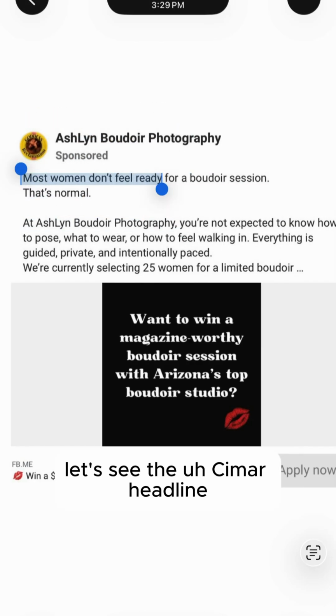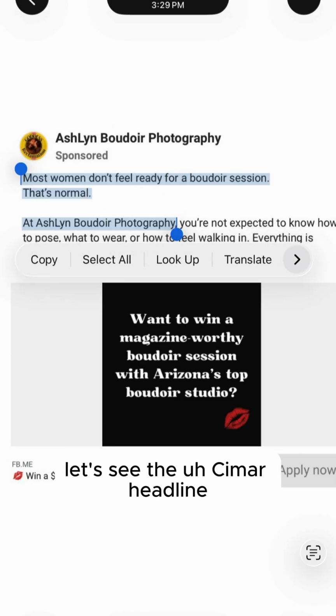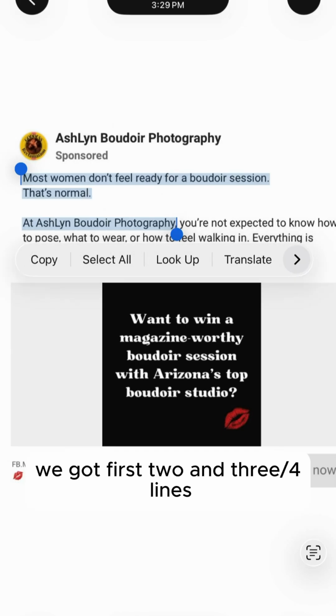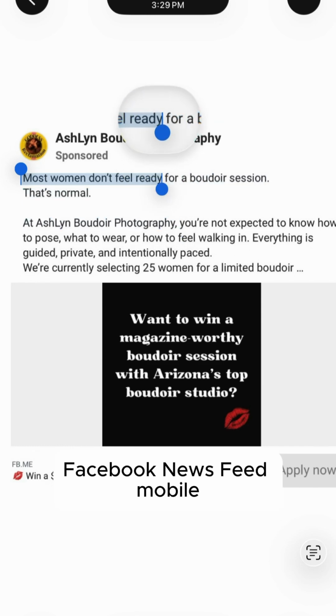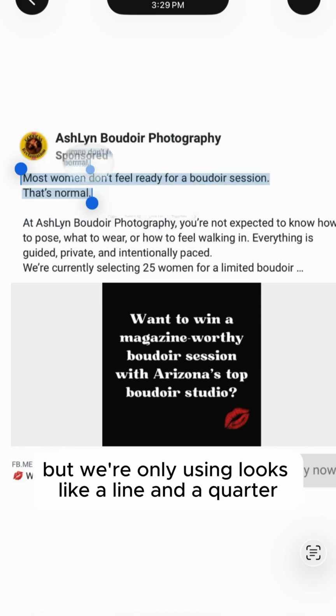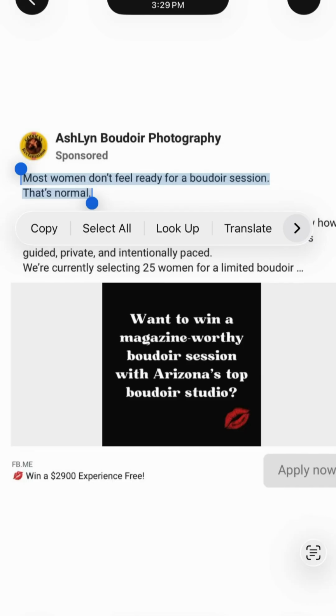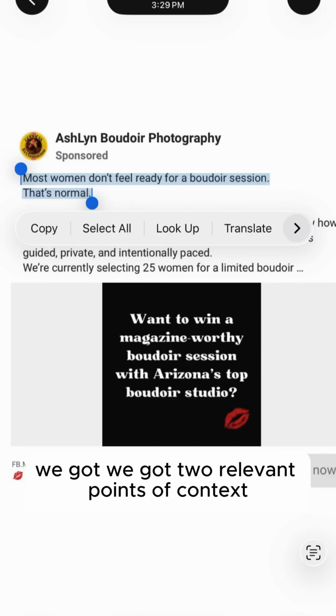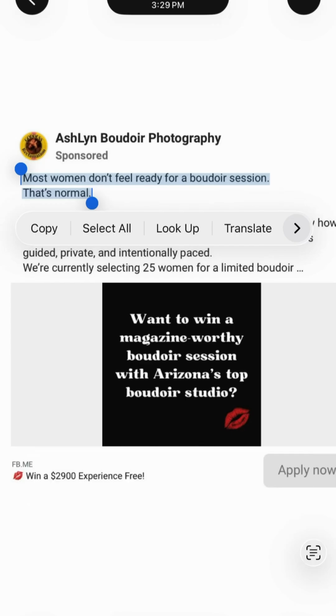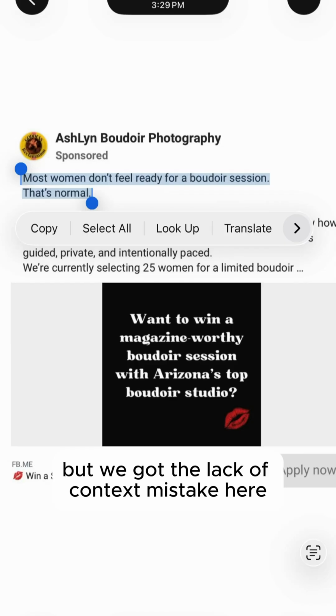Let's see, the CMAR headline, we got the first 2 3/4 lines on the Facebook newsfeed mobile, but we're only using, looks like, a line and a quarter. Most women don't feel ready for a boudoir session. That's normal. All right, we got 2 relevant points of context, but we got the lack of context mistake here.